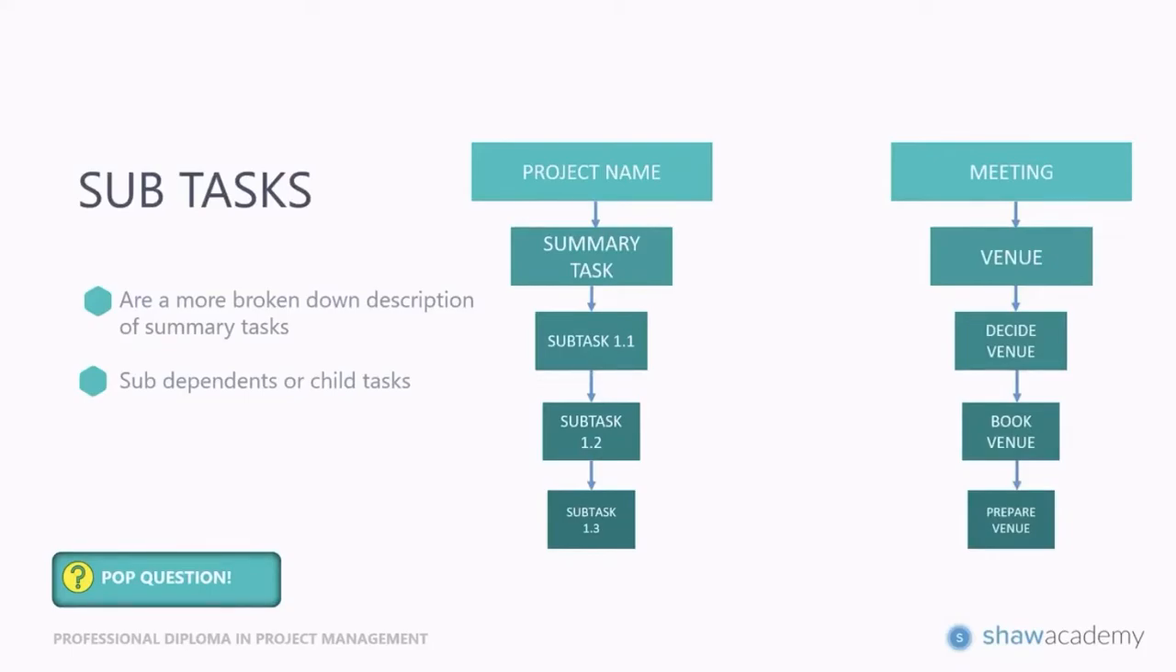So we need to organize a meeting. In order to do this, we need to find a venue. Then we need to decide on a venue, book the venue, and prepare the venue. So that is a prime example of summary tasks and their subtasks that are associated with them.